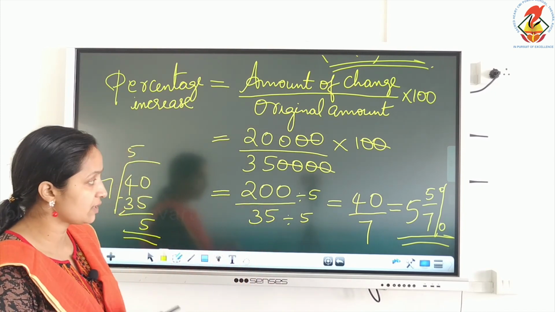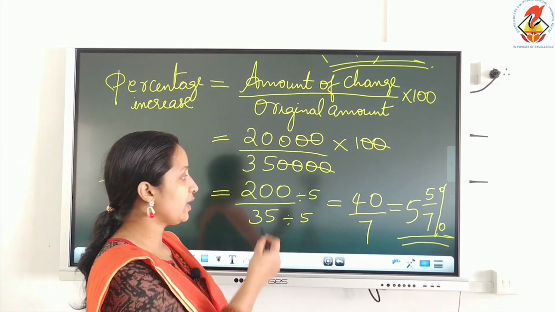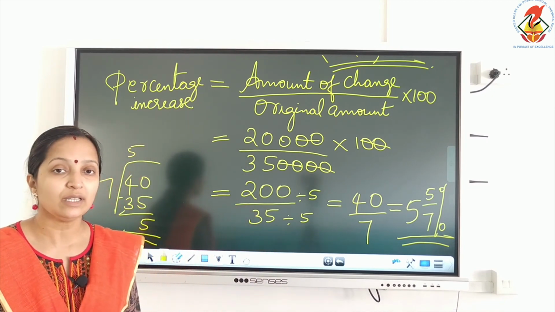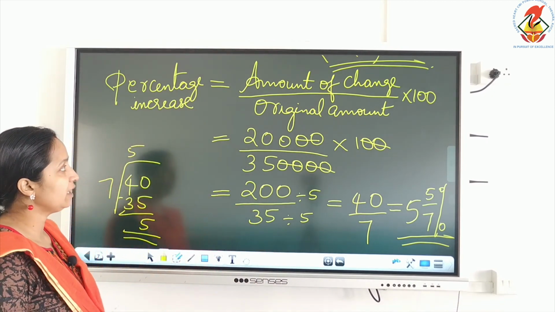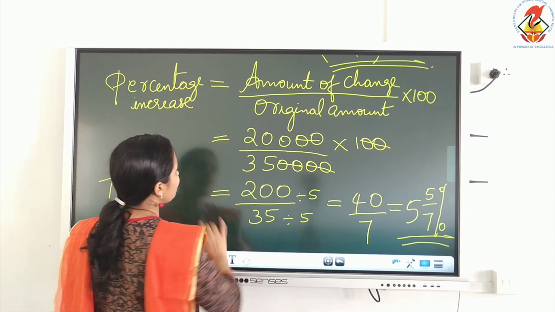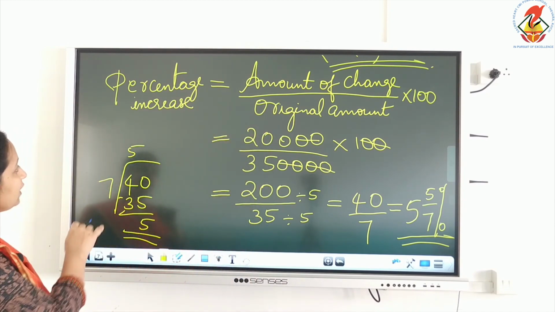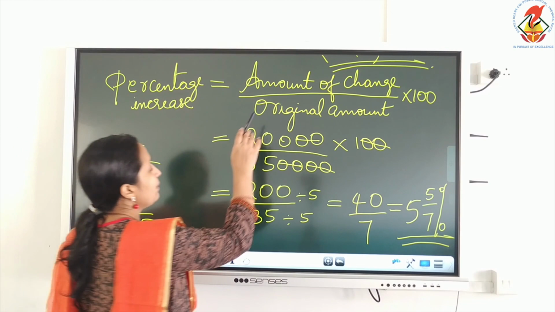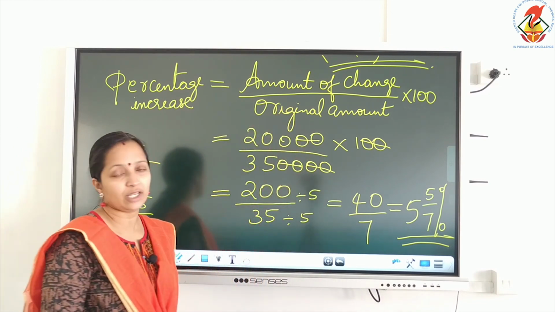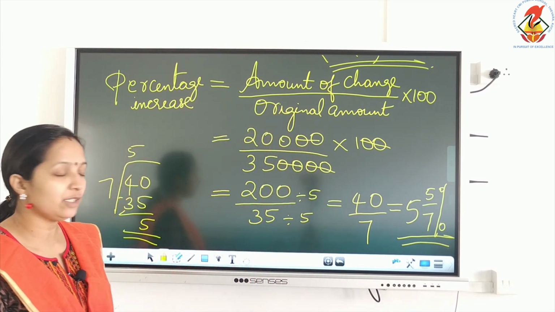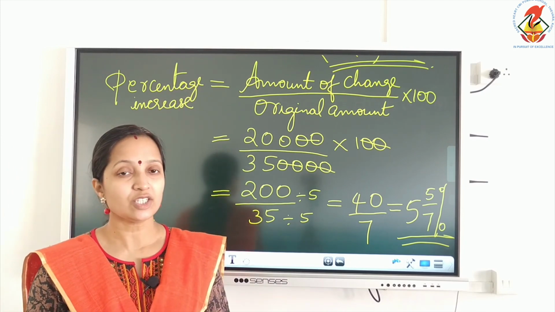Okay, there is an increase. So there is an increment of 5 by 7% in price. I hope this is clear. So first you find out the amount of change correctly. Then for finding the percentage increase, amount of change by original amount into 100, just substitute the values and solve it, you will get the percentage increase.